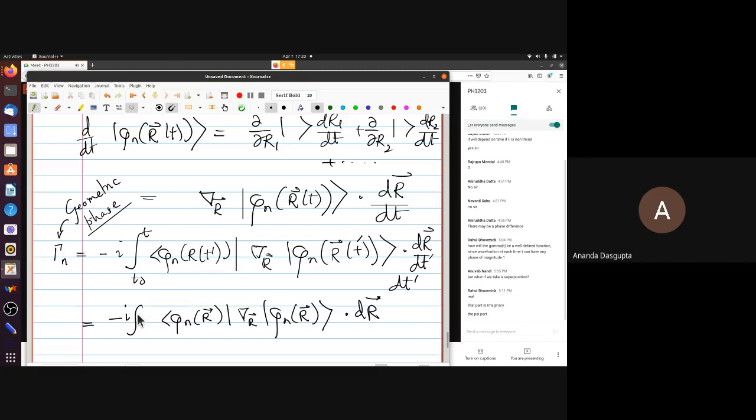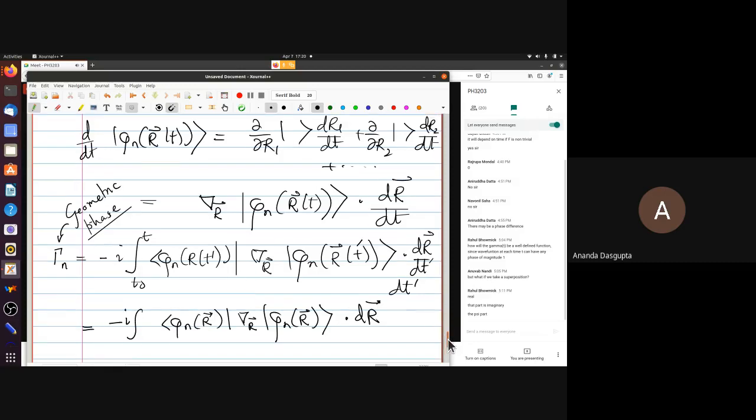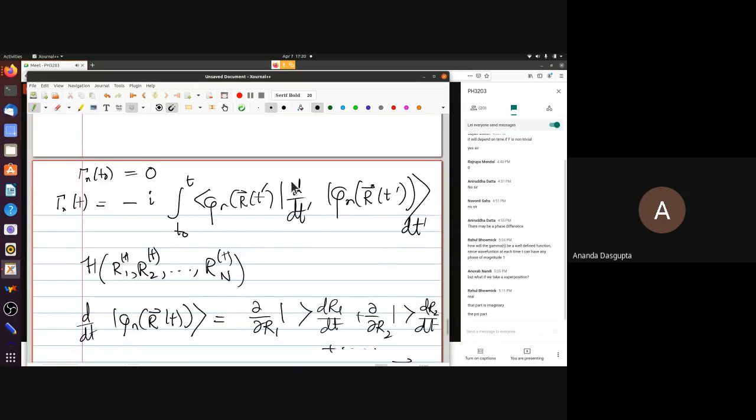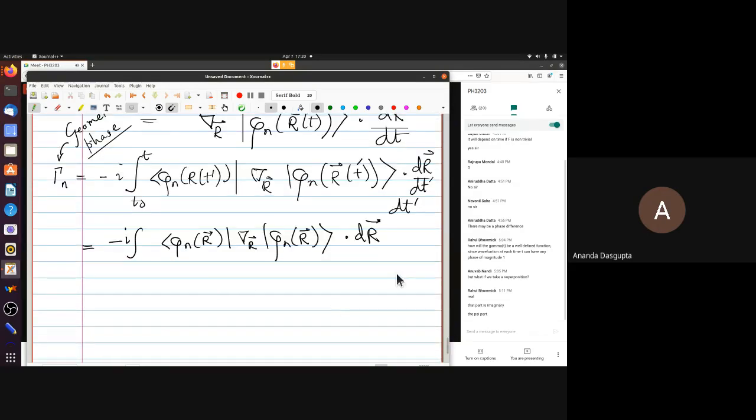Now, what has really happened here? This particular integral, as you wrote it, in the original version, it depended on t prime drastically, right? It had several places where it depended on t prime. In fact, you had to find out phi n at t prime, then differentiate it with respect to t prime, then take the overlap with respect to phi n at t prime, then integrate that with respect to t prime. But when I write it in this form, does it depend on t prime any longer? Yes or no?